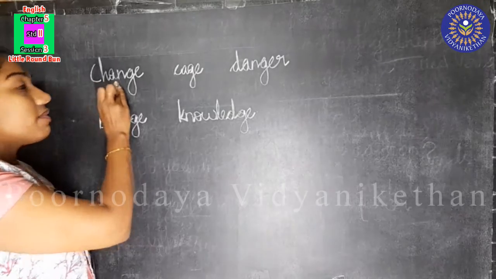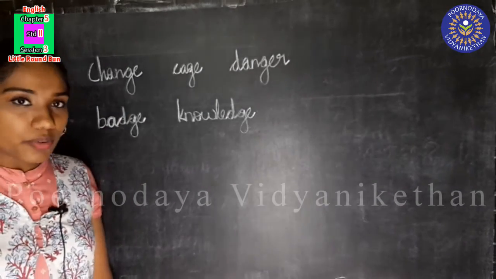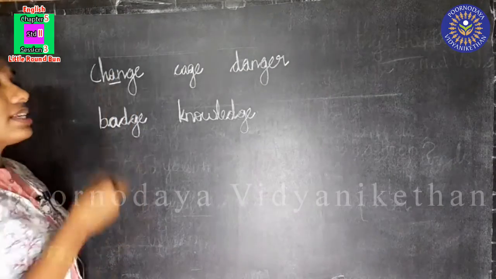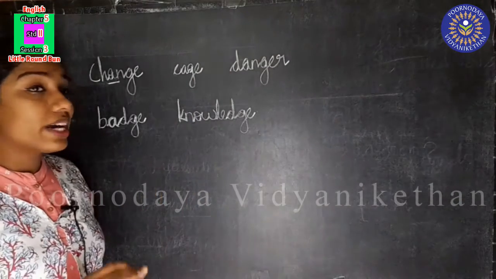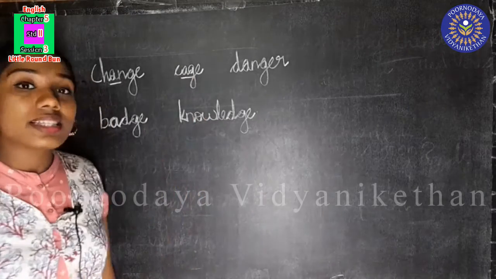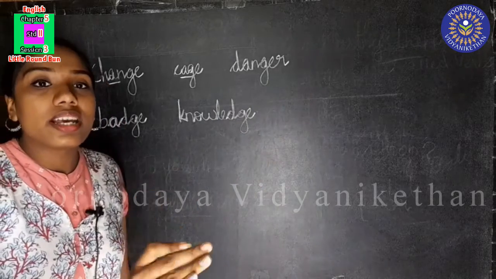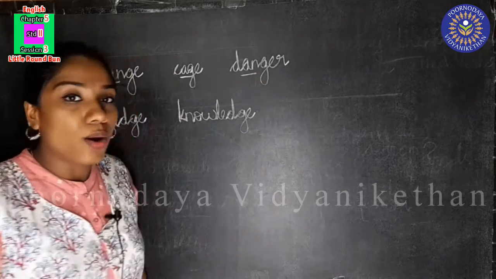Here the vowel sound A is long. Change. Repeat it. Change. Here, the vowel sound is long. Cage. What about this word? Cage. Here also, the vowel sound is long. Danger. Here also, the vowel sound is long.